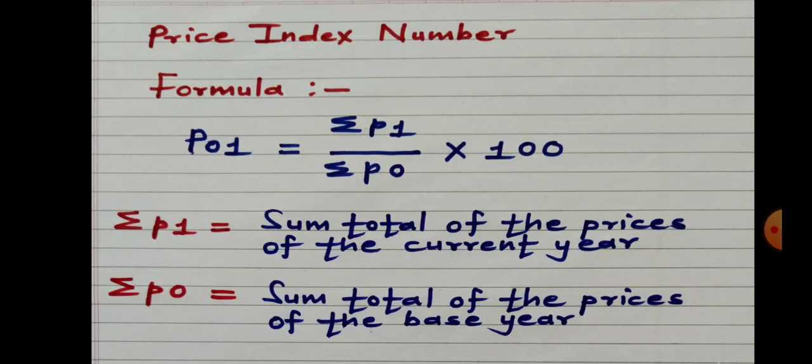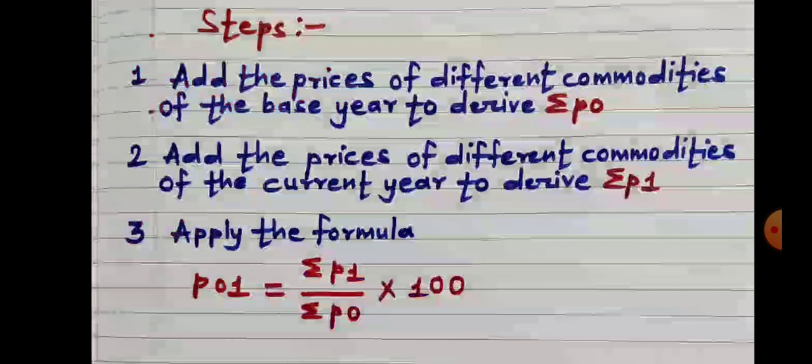Now let us see how to construct price index number. The formula is P01 is equal to sigma P1 divided by sigma P0 into 100. What is sigma P1 here? Sum total of the prices of the current year, so summation of all prices in the current year is known as sigma P1. Sigma P0 is the sum total of the prices of the base year, so summation of all prices in the base year is known as sigma P0.